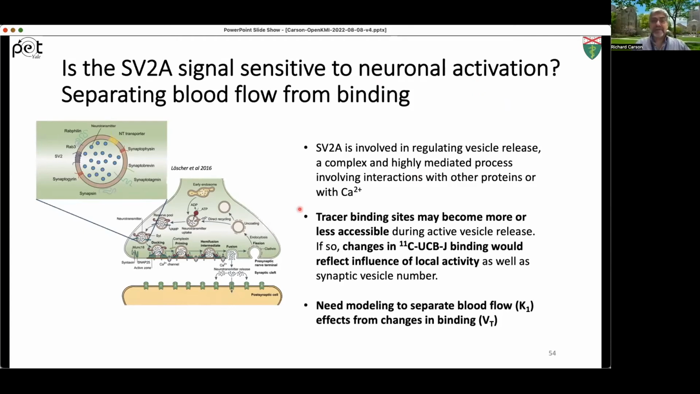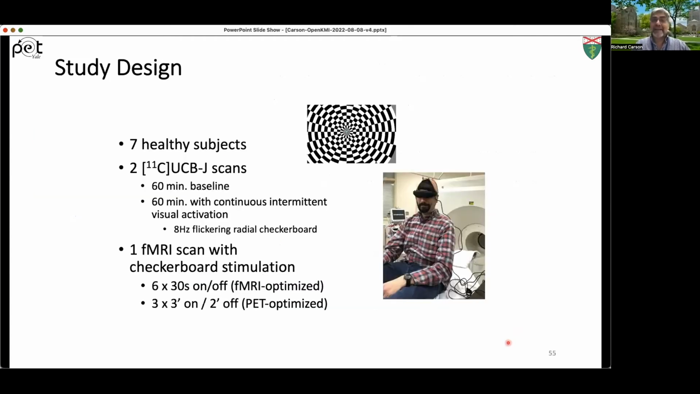Now, activation, of course, has long been shown to change blood flow. And here, where we can measure both things, the blood-flow-related information K1 and the binding to SV2A, VT, we could separate those out. So we did a classic activation. This is our alternating checkerboard. It goes at 8 hertz. It's a great way of activating the back of your brain, the primary visual cortex. And so paired scans are done, one at baseline and one with this back-and-forth visual activation.